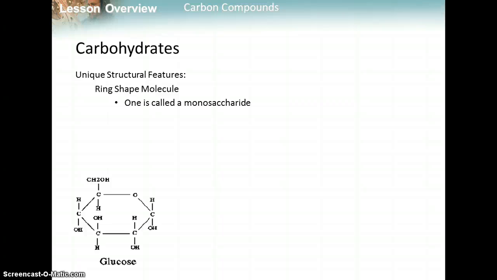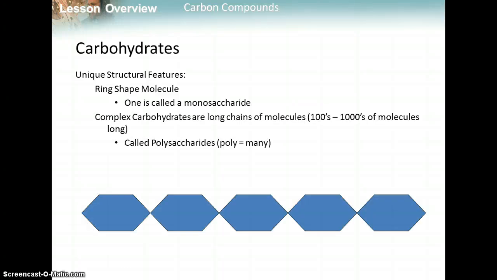So you'll see carbohydrates often form this ring structure. That's, again, a monosaccharide called glucose. We'll get into that in a bit. Complex carbohydrates have many long chains of these rings, again, called a polysaccharide.